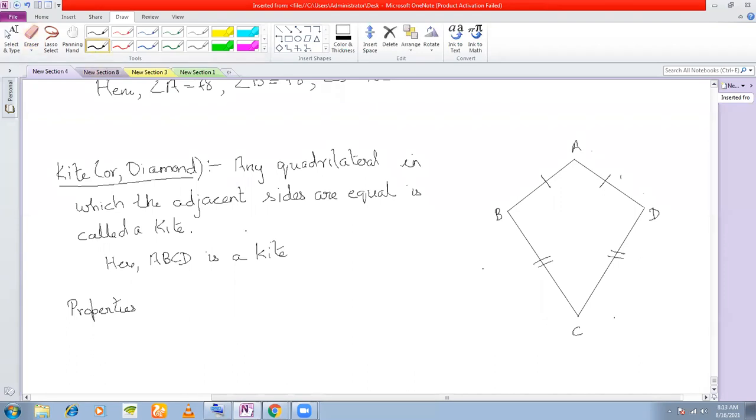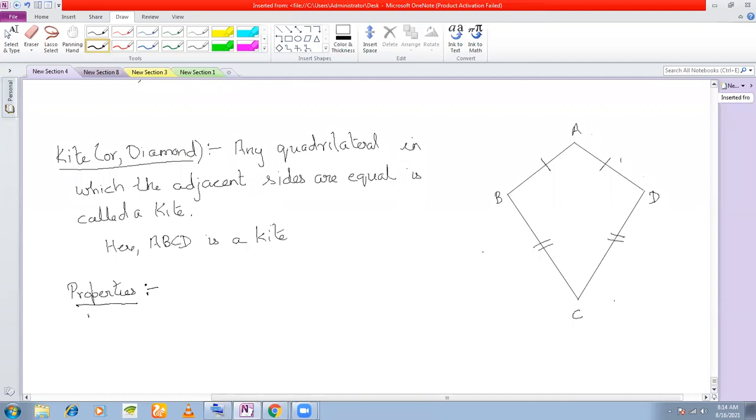Okay, properties. Now, properties of kites are something that you will have a tough time remembering. So listen to the properties very carefully and try to understand. And while learning also, you have to be a little careful. Just follow what I am saying. First property of a kite is that the diagonals of a kite intersect at right angles. This is an easy property.